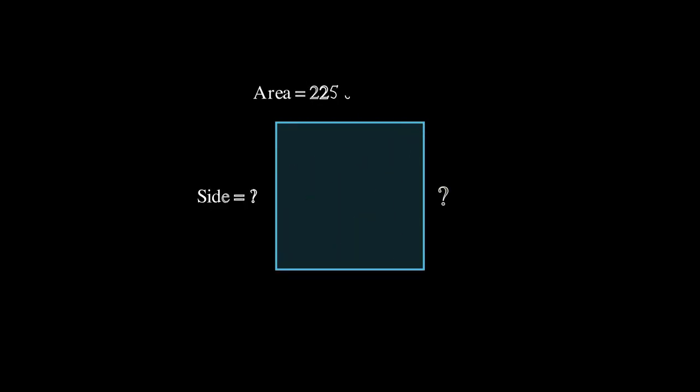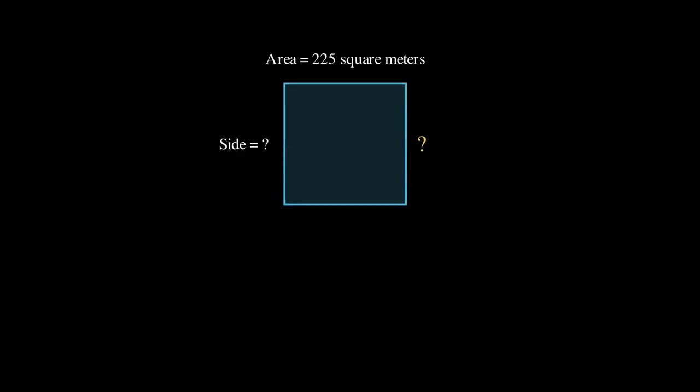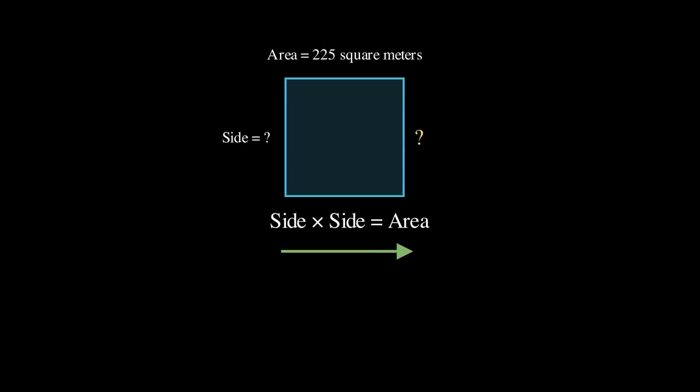Imagine a perfectly square garden that covers 225 square meters. How long is each side? If we know the side, finding the area is easy, just multiply the side by itself. But here we're asked to go backwards.